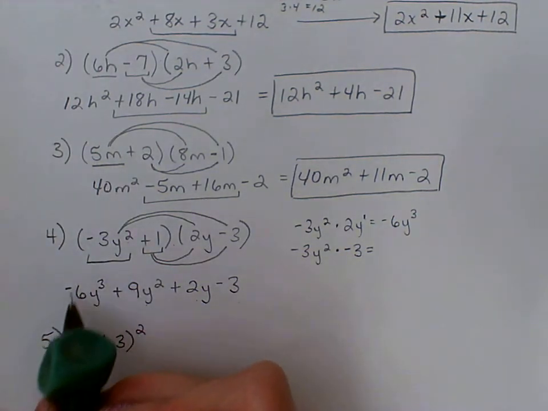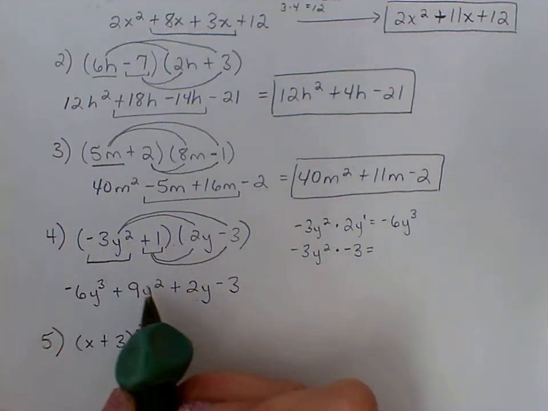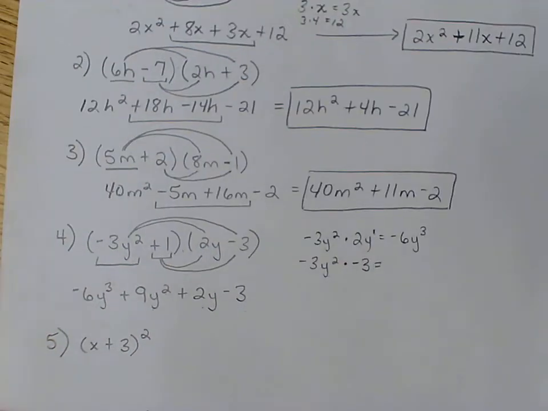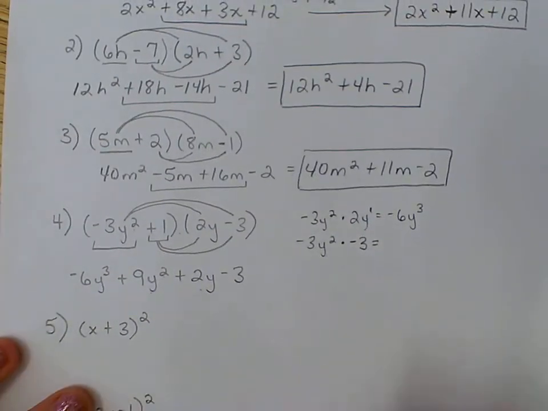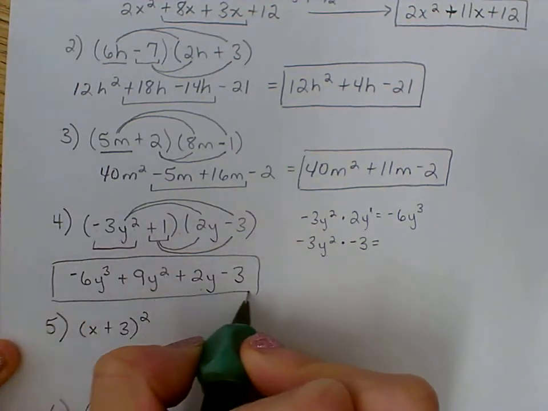So notice it does go highest degree to lowest because the degree of this one's 3. That one has a degree of 2, that one has a degree of 1, and then remember if it doesn't have a variable with an exponent, that means it technically has a degree of 0, okay? And so that's as far as you can go. So that is your answer.